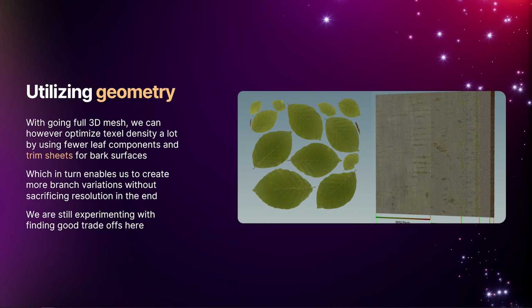However, since we are going full geometry here, there are some more benefits. We can add quite a few more variations now, because we can, for example, have fewer leaves and reuse them across several branches. And if you were to adopt more of a trim sheet-like texture for all the bark surfaces and the branch surfaces instead, we can almost generate endless variety and still have a very high resolution texture.